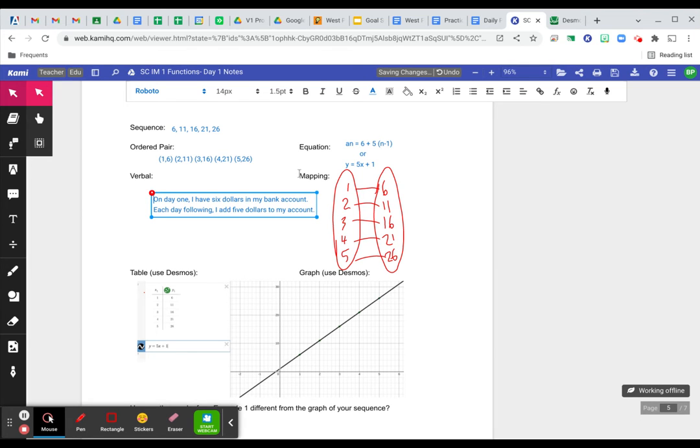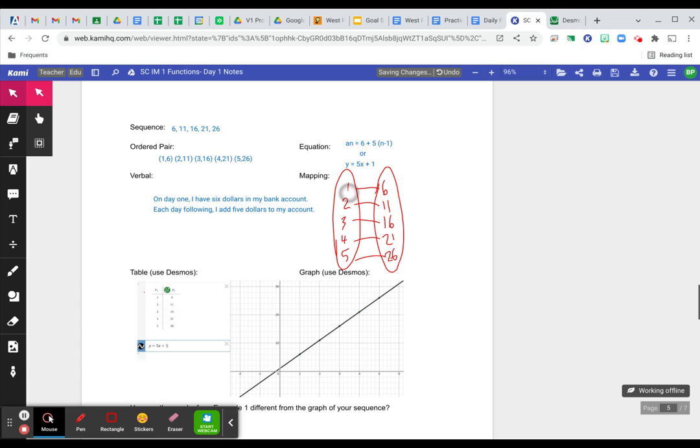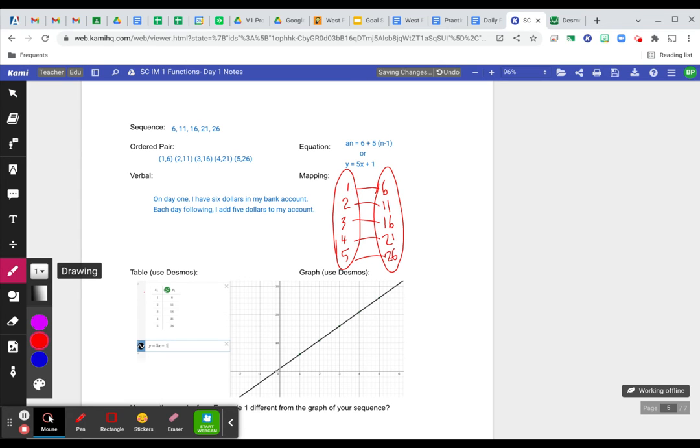Now, as far as mapping goes, this is just another way to show if something is a function or not. If we had, for example, on day 1, I had $6, but on day 1, I also had $21, that doesn't make sense. That would show 2 outputs, 6 and 21, for the one input, 1, and that would just not be a function. So when we're looking at mapping, you need to have one input connecting to a single output.